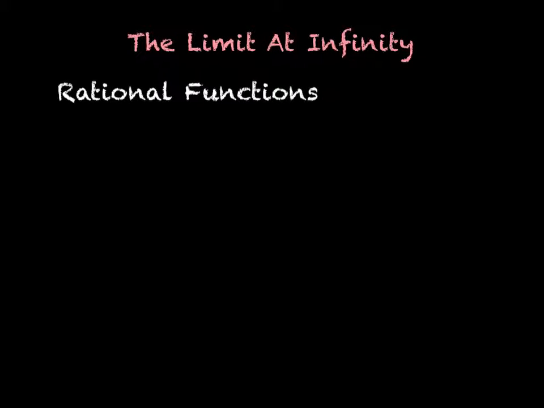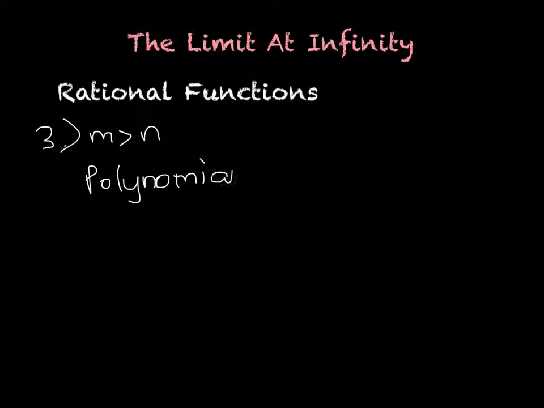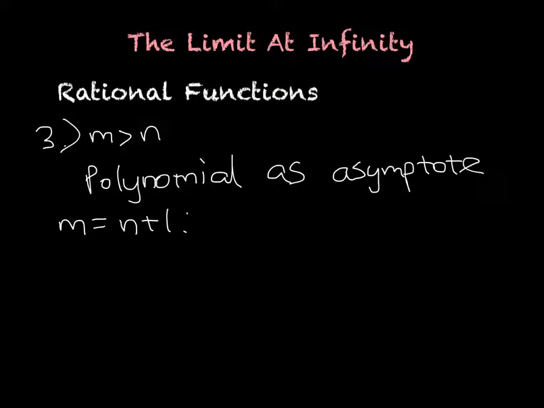The last case is where m is greater than n. In these cases, we have a polynomial as our asymptote. So for example, if m is greater than n by 1, or m equals n plus 1, then we have a slant asymptote, or an oblique asymptote, which is just the graph of a line.